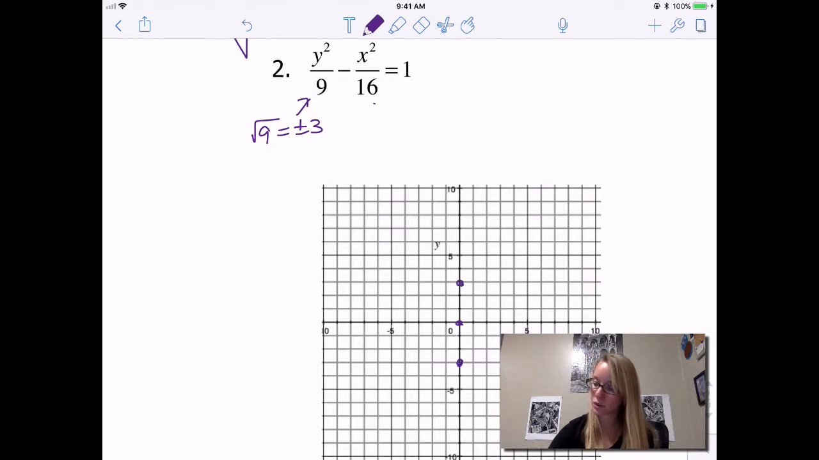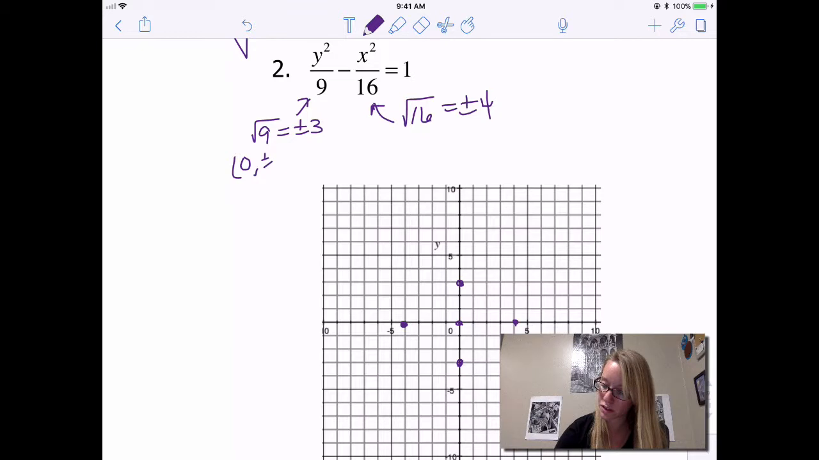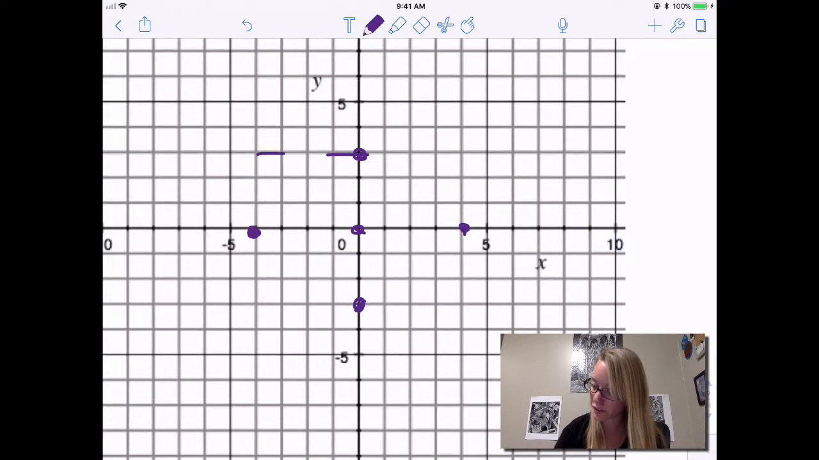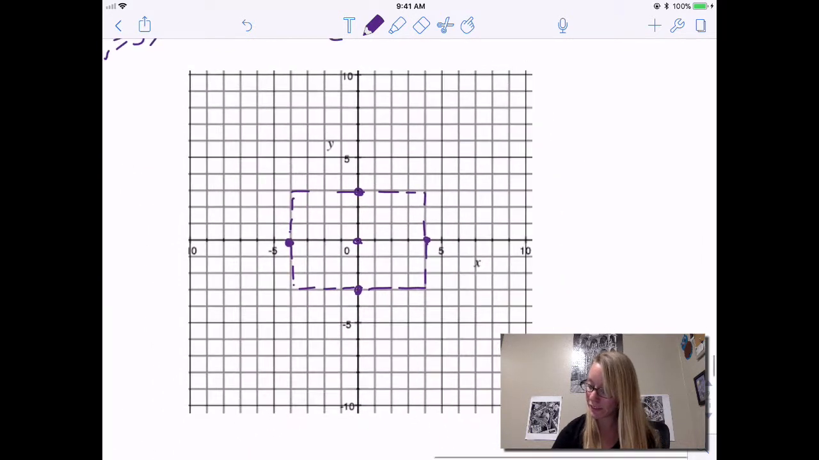And then x squared has a 16, so I do the square root of 16, which is plus or minus 4. So those points are going to be 4 left and 4 right. So this is 0 plus or minus 3, and this is plus or minus 4, comma, 0. Y spot, x spot. Draw your box. Again, follow those grid lines and actually hit the corners. And then the big thing is to go from corner to corner with your diagonal.